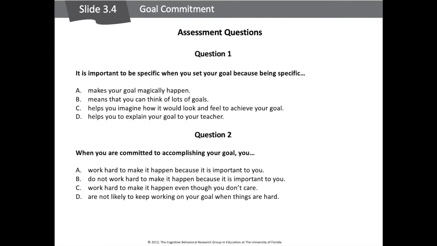Now let's turn to the content questions for Unit 2, Lesson 3 in your student workbook. Pause the video while you answer the questions. When you're done, press play.